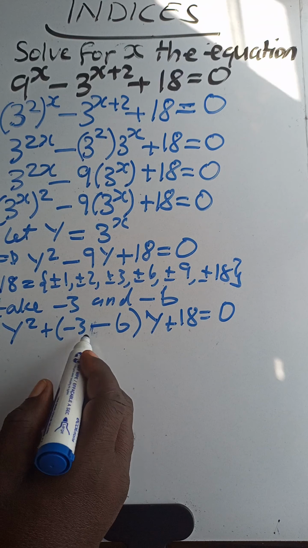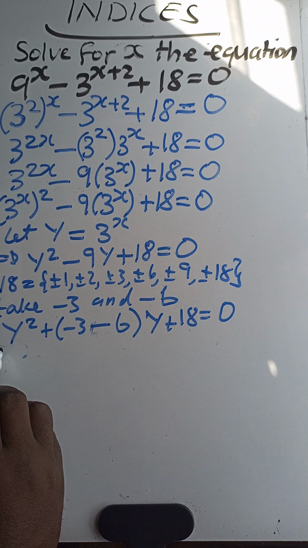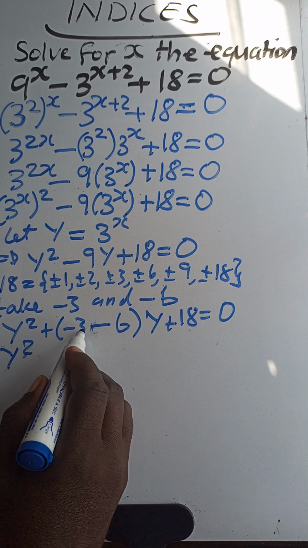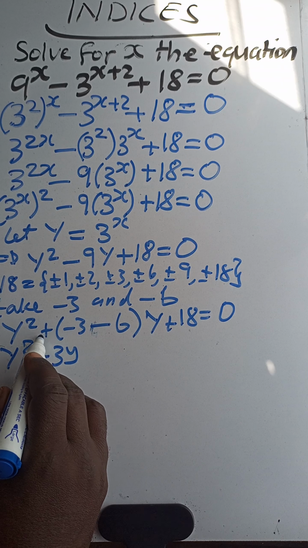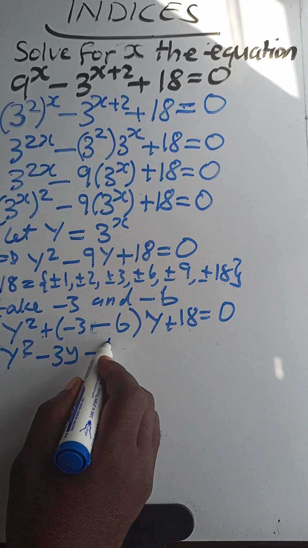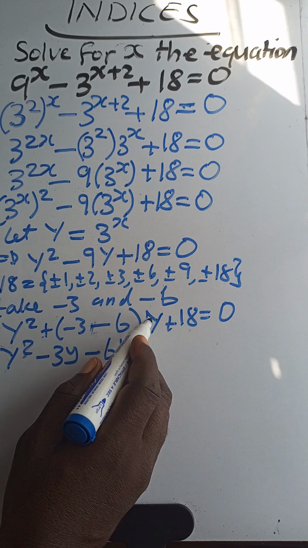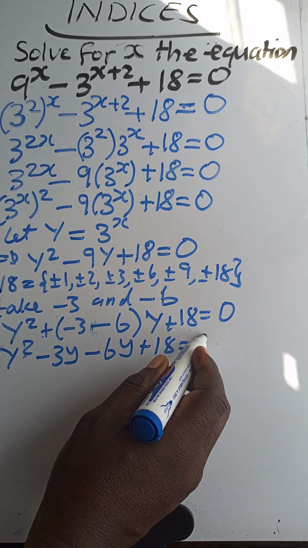Now let's open out this bracket. We have y squared. We'll open out this bracket. We have negative 3y, plus negative is negative, minus 6y. Remember, we're multiplying everything with this y. Negative 3 times y, negative 6 times y. Plus 18 is equal to 0.